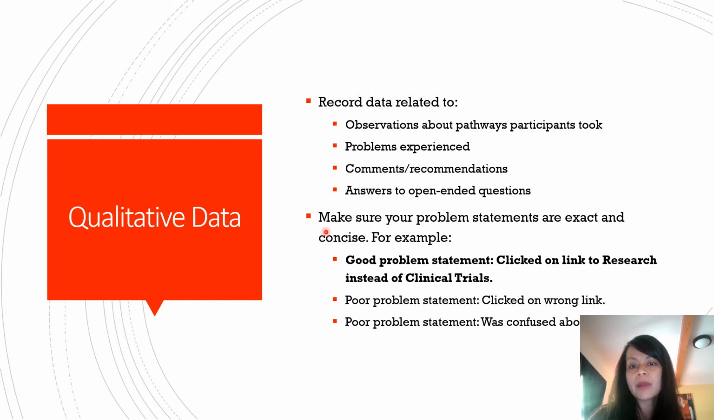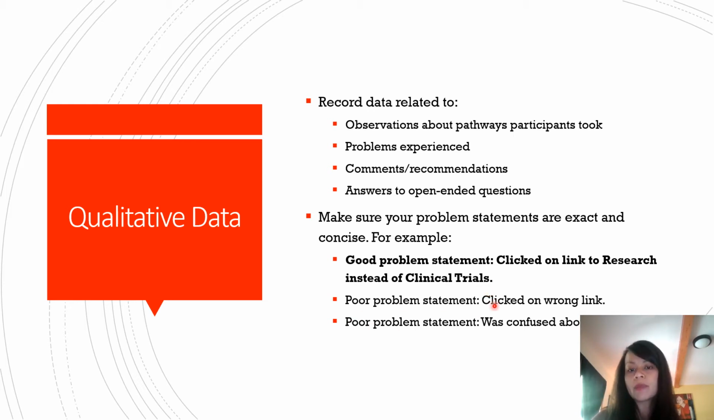Next, make sure that your problem statements are exact and concise. For example, a good problem statement, one that you would write. If you wrote this in your report, this is good, and I'll give you good marks. If you said something like, clicked on link to research instead of clinical trials. So if they clicked on research link instead of clinical trials, that is interesting. Okay, so that is a good problem statement. This is what you want to say. So for example, if they clicked on about instead of contact, okay, that's something you want to state.